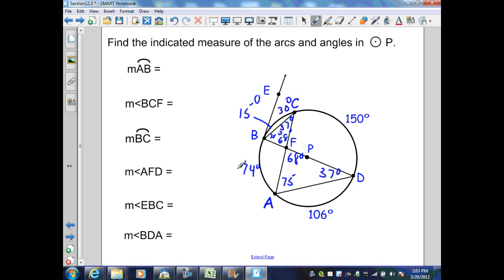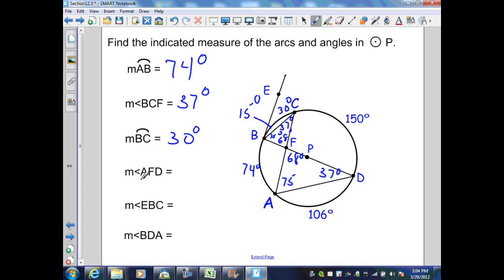What is the measure of arc AB? 74 degrees. What is the measure of angle BCF? Here we have BCF. We know that's 37 degrees. The measure of arc BC. BC we found to be 30 degrees.